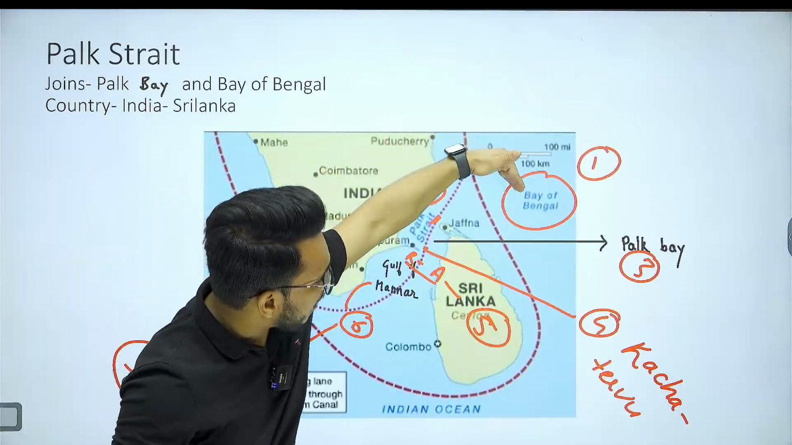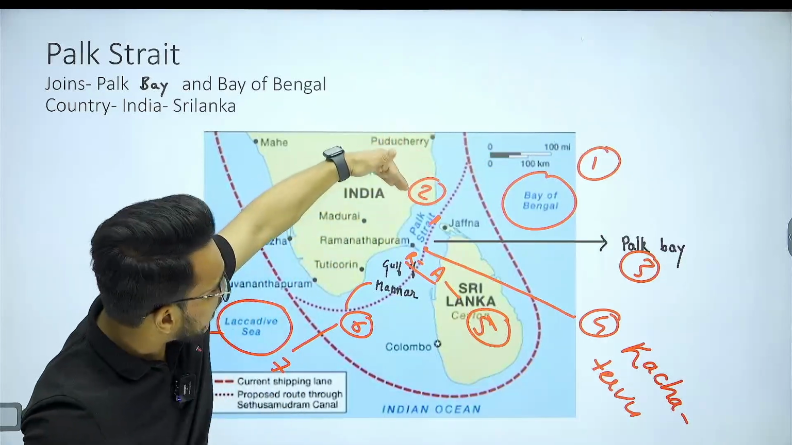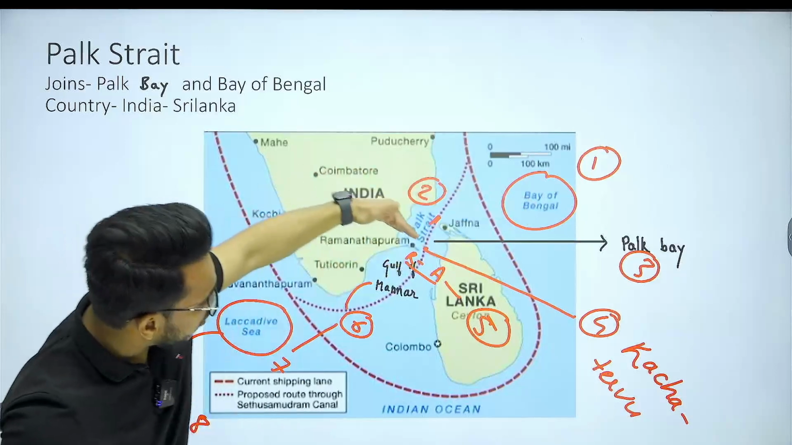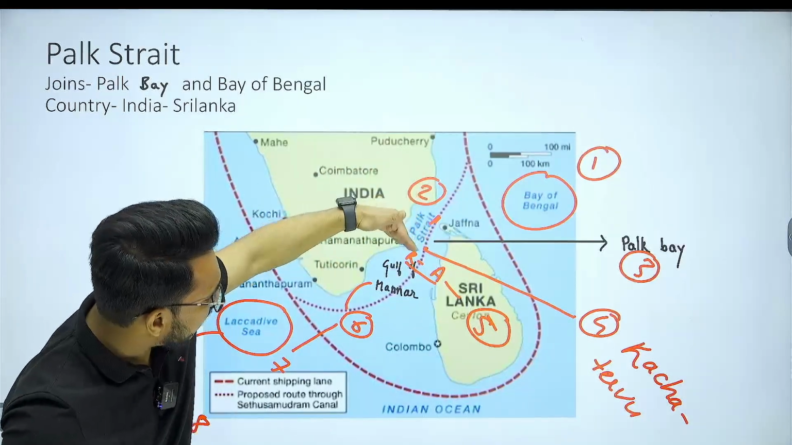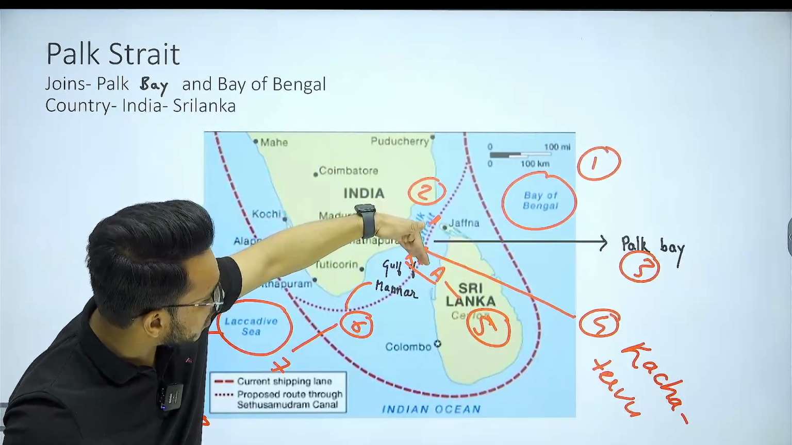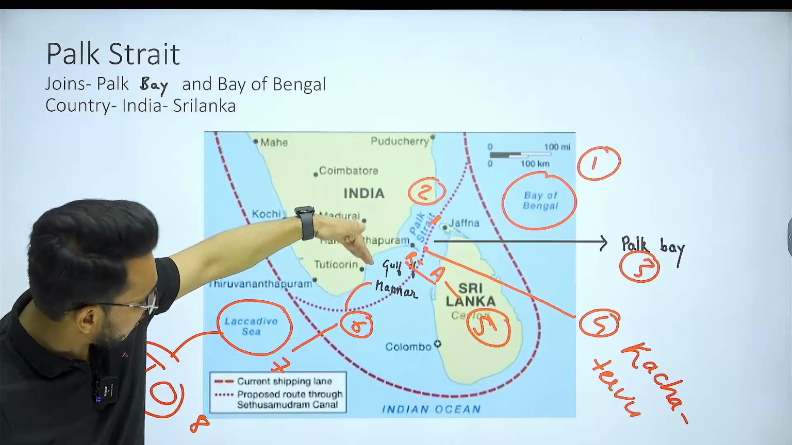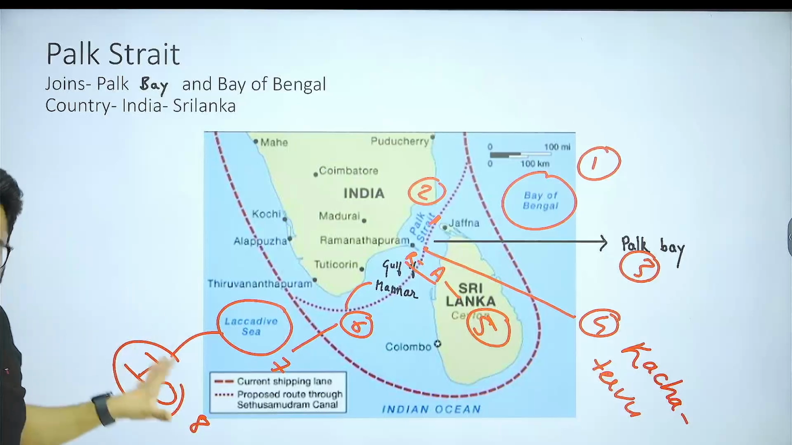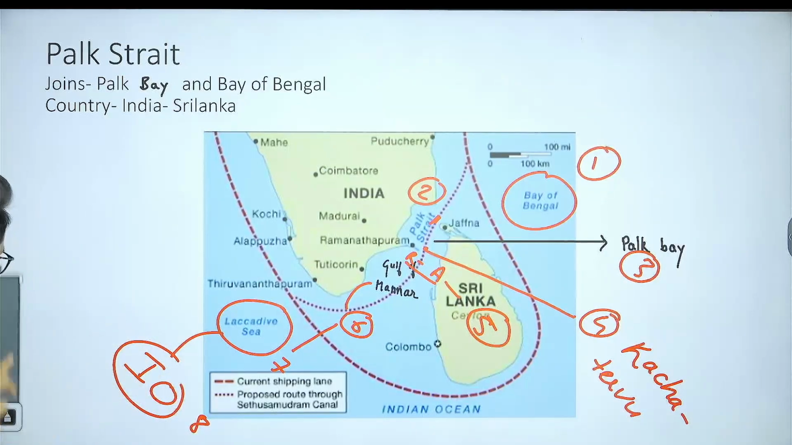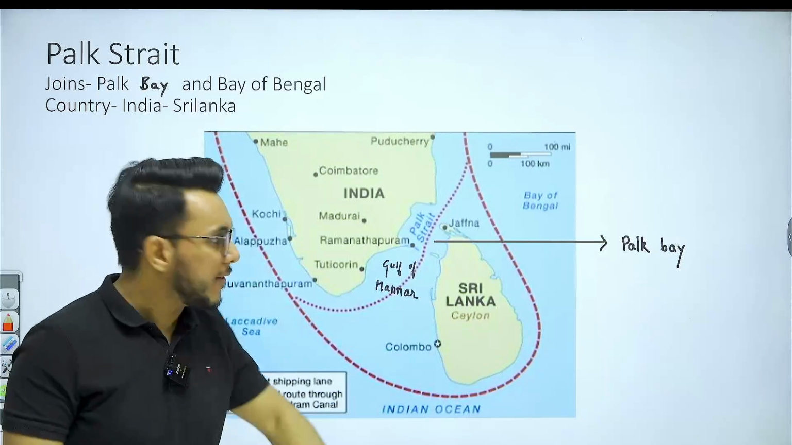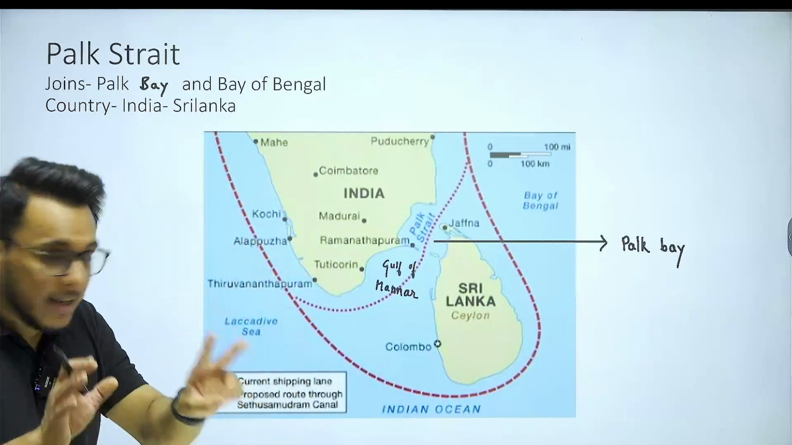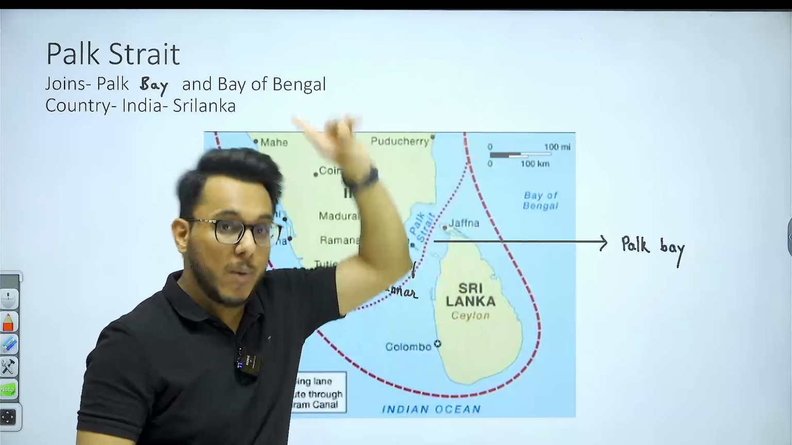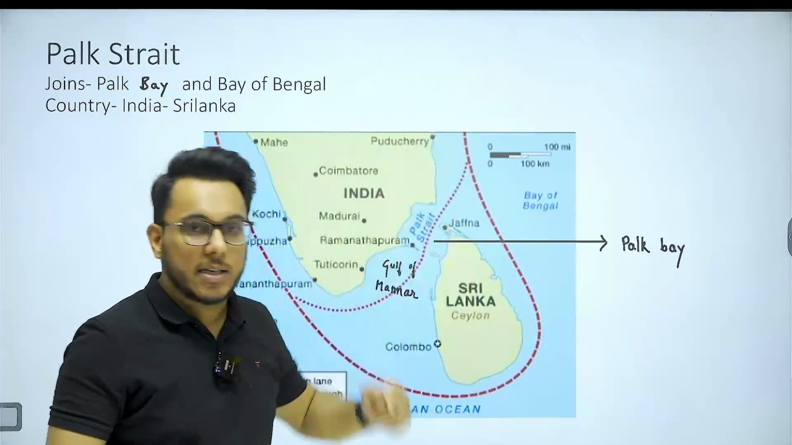Number 1, you will enter the Bay of Bengal. Number 2, then you will enter Palk Strait. Number 3, then you will enter Palk Bay. Number 4, then you will get Katchatheevu Island. Number 5, Rameshwaram and Adam's Bridge will be there. Then number 6, the Gulf of Mannar will come. Then number 7, the Lakshadweep Sea, and then you will enter the Indian Ocean. Okay, so these are the important locations that we have here. Palk Strait connects Palk Bay and the Bay of Bengal. The Bay of Bengal is in the north, Palk Bay is in the south.